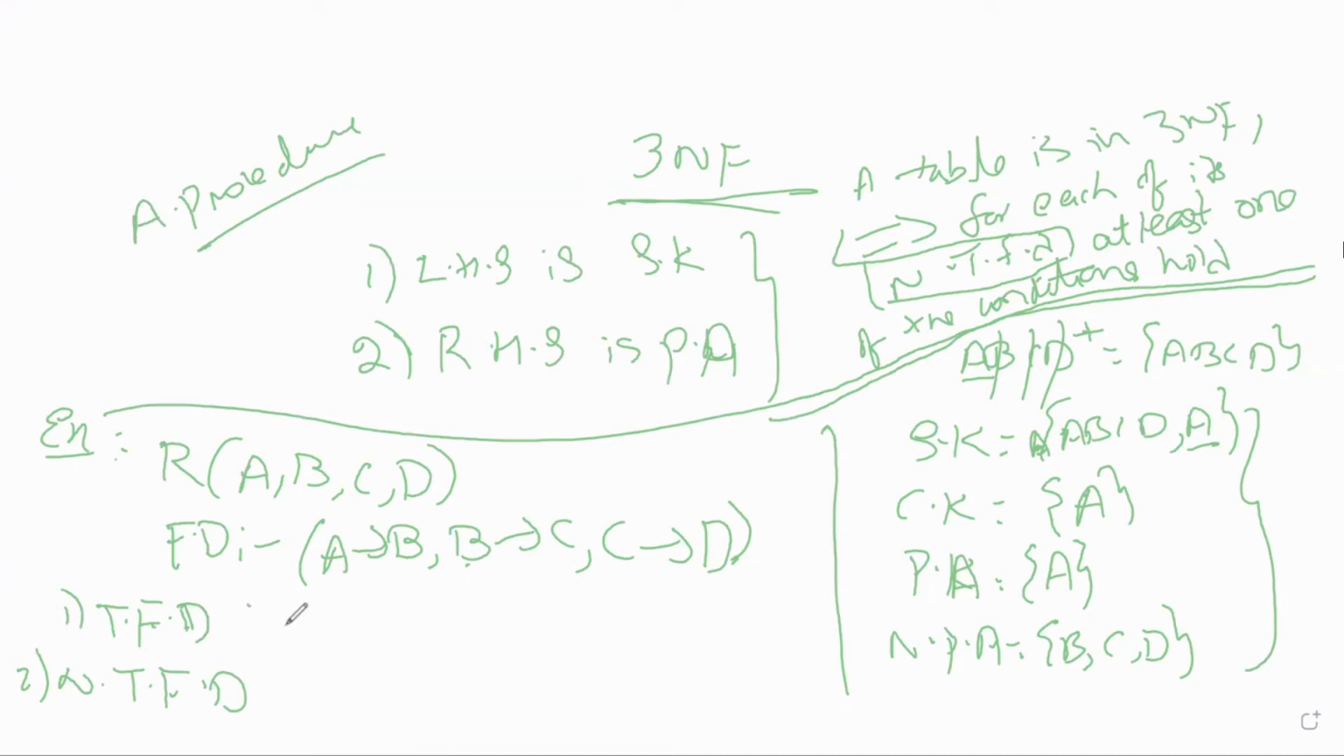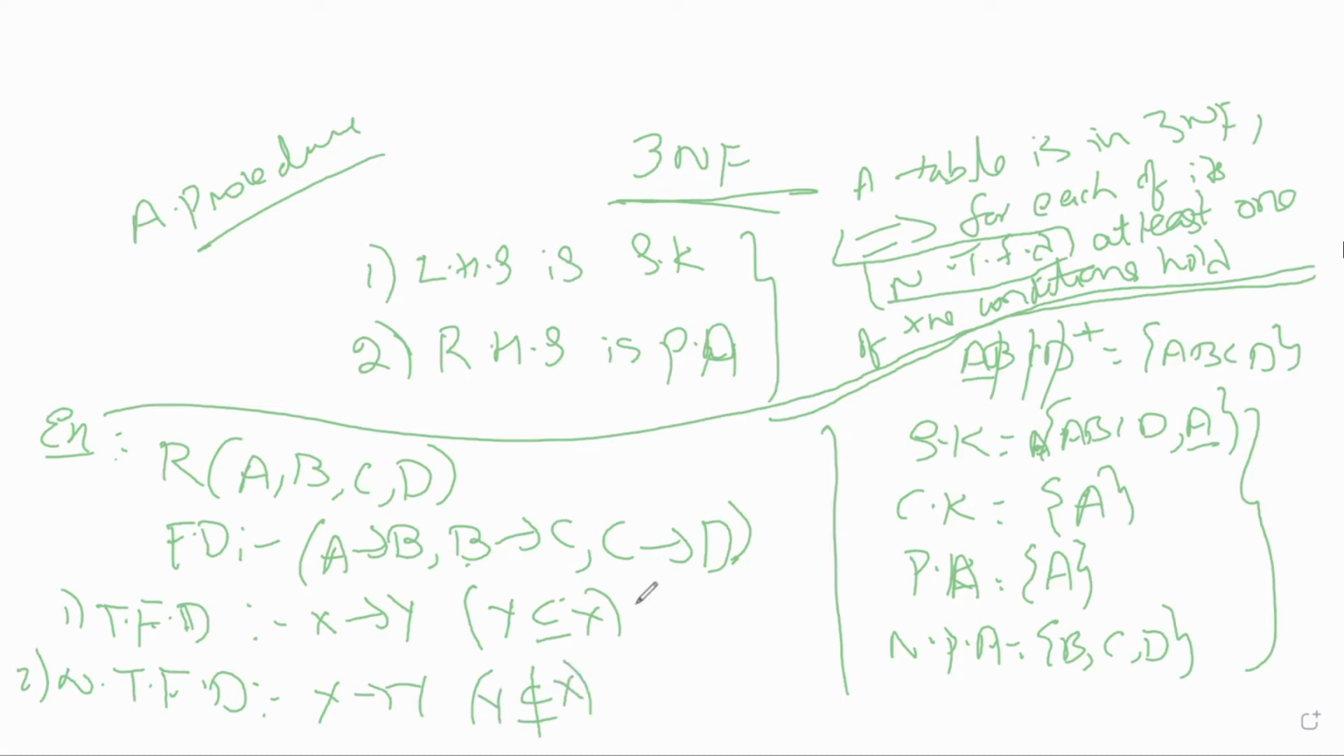So again, if X determines Y, and if Y is a subset of or equal to X, then it will be in TFD, nothing but trivial functional dependency. The condition here is: if Y is a subset or equal to X, it is called a trivial functional dependency. For the same X determines Y, if Y is not a subset or equal to X.